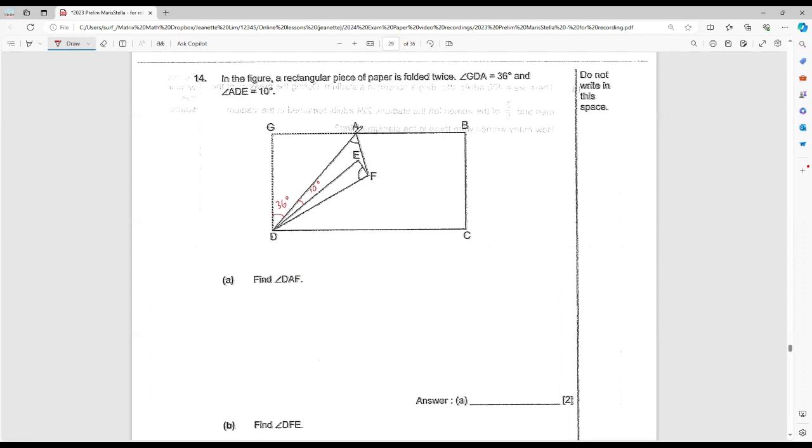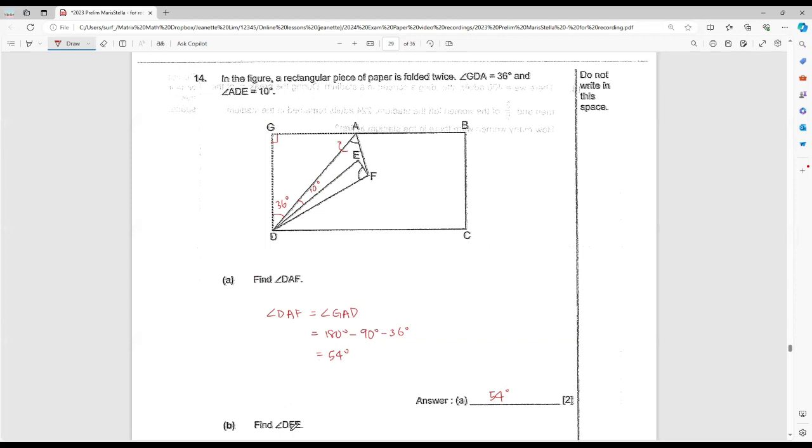DAF is the same because this is folded, right? So this is the same as this, and to find GAD, this is a right angle. Look at triangle GAD. Can you find angle GAD? You take 180 minus 90 minus 36. So angle DAF, which is the same as GAD, is 180 minus 90 minus 36, which gives 54 degrees.